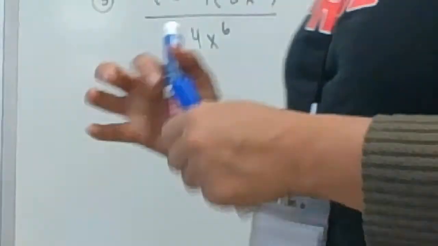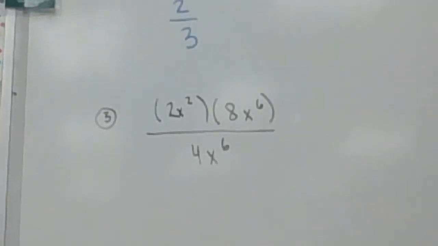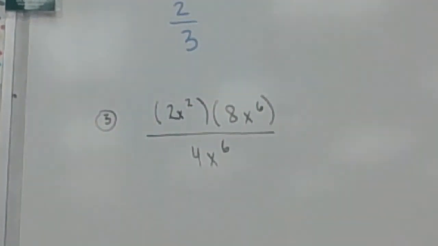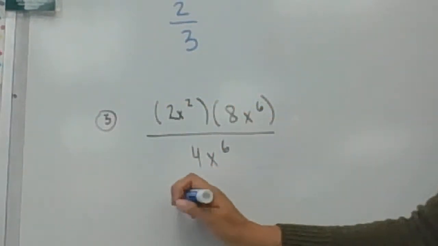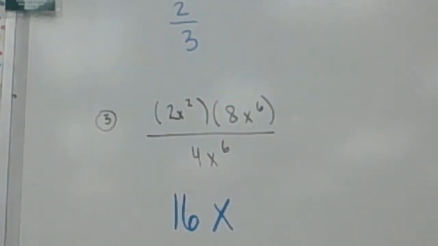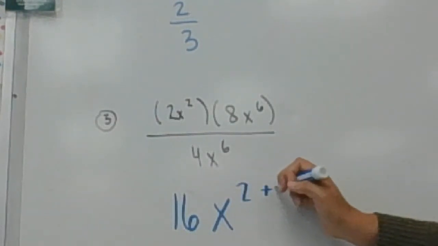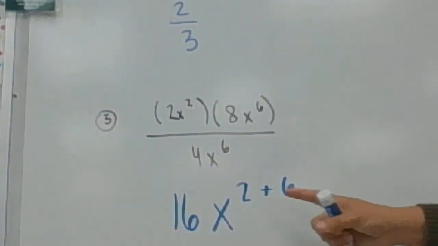All right, number 3. When you're multiplying with exponents, you multiply the coefficients, and what do you do with the exponents? Anybody remember? I'm going to do 2 times 8 is 16. And then how do I consolidate x squared and x to the 6th? I can add them. That's the product property. When you're multiplying the same base, you add the exponents.